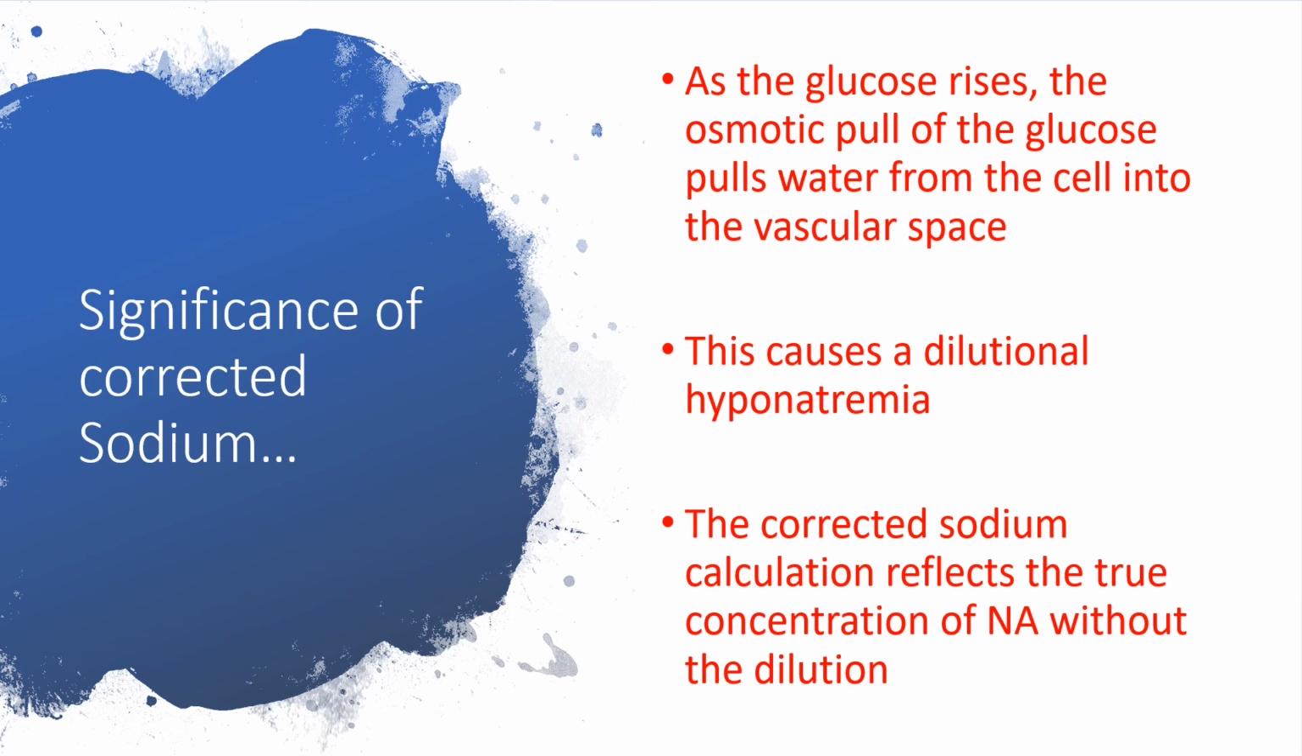So they've come up with a corrected sodium calculation. It's something you just kind of need to be aware of. So if you come along and you pull a sodium and all of a sudden it's 127 and you're like, wow, it's 127. It's not really 127. It's diluted to a 127. So you'll have to be familiar with the formula in order to calculate that out and get the correct sodium.